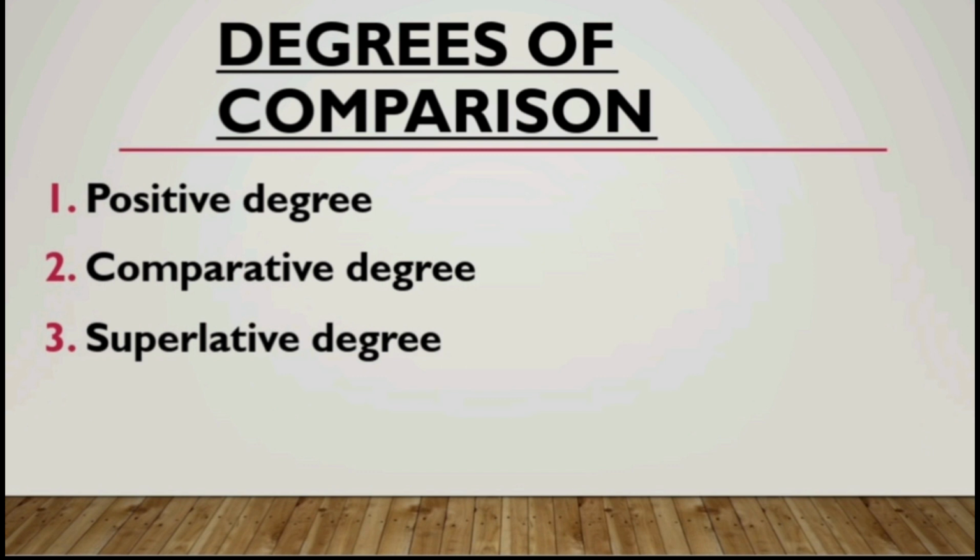So whenever we are talking about degrees of comparison, we'll be comparing a noun, we'll be dealing with the noun, right? So in adjectives, basically the degrees of comparison is of three types. The first one is positive degree, the next one is comparative degree, and the third and the last one is superlative degree. We will discuss each of it in the upcoming slide.